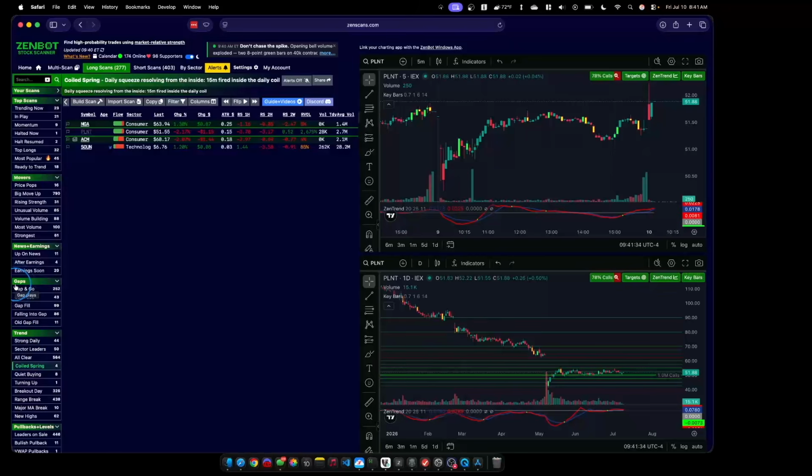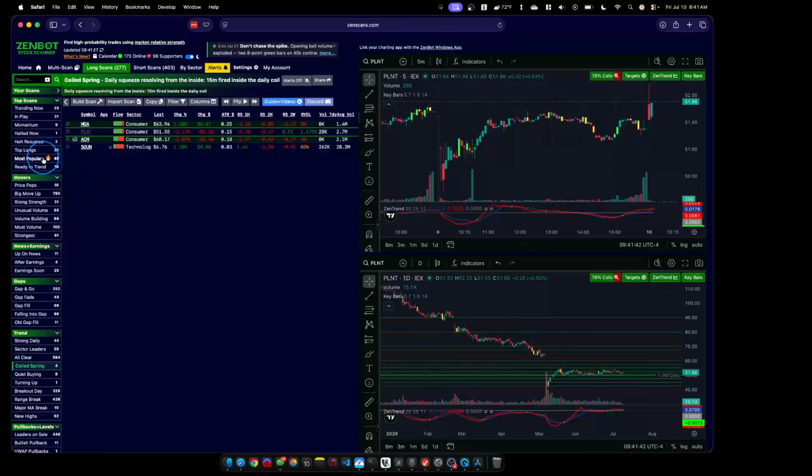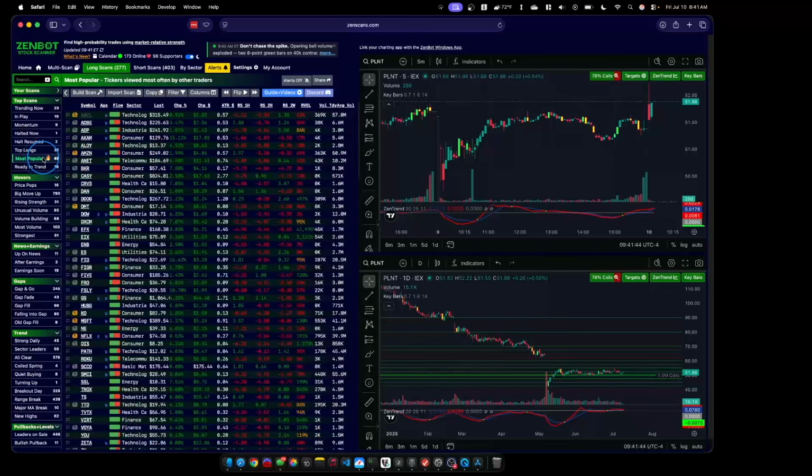Pretty excited about those. Okay, now the big thing. ZenBot supports multiple time frames. And so up until this point, most of the ZenBot scans have been based on the daily chart or the 5-minute chart. But now ZenBot is aware of the 15-minute, the hour, the 2-hour, the daily chart, the weekly chart, and the 1-minute chart all at the same time.